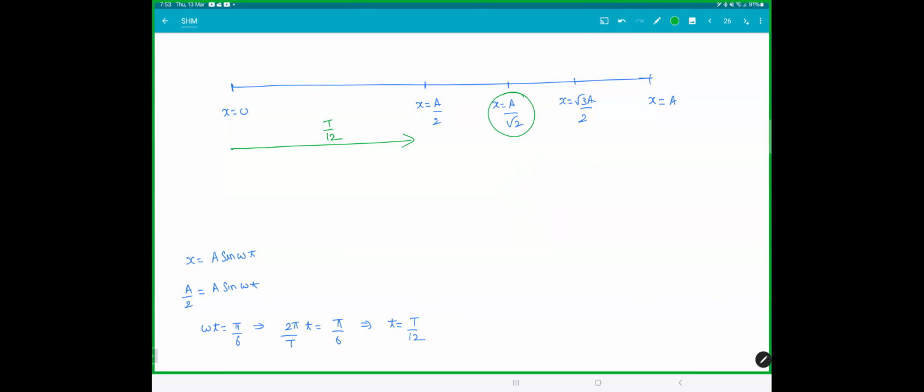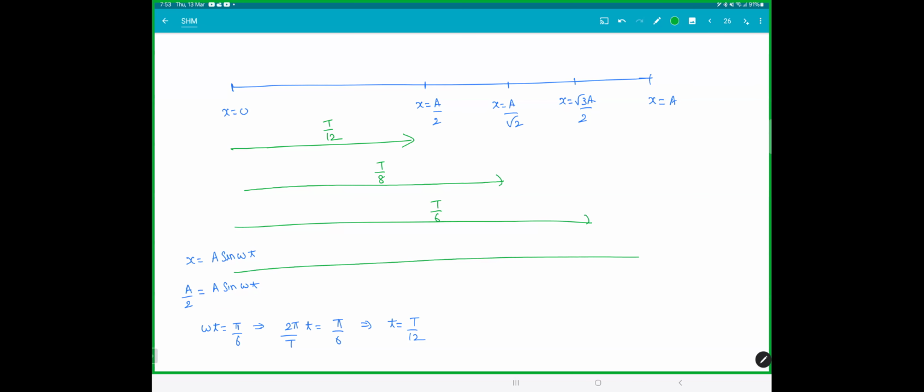What is a by root 2? 45 degrees. If 360 takes time T, then 45 will take how much time? 1/8. Root 3 a by 2, 60 degrees. 1/6 of 360. X is equal to a, 90 degrees, 1/4 of a circle, 1/4 of the time period. Is this making sense, everyone? So you can just see and figure out the times faster just from the angles.